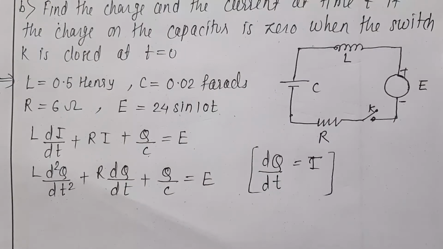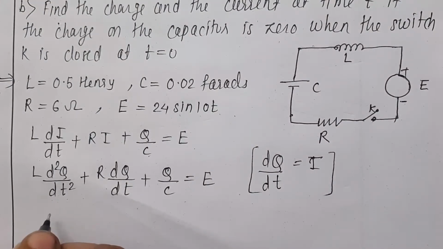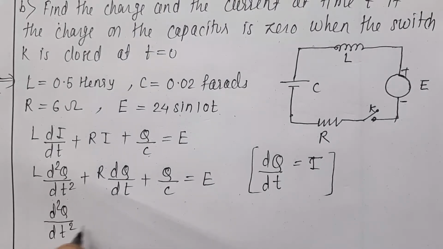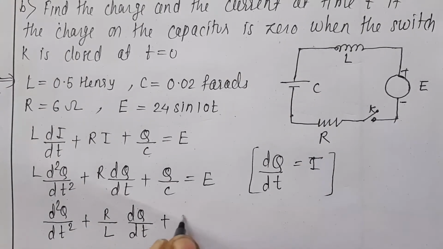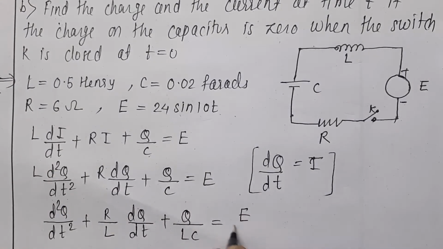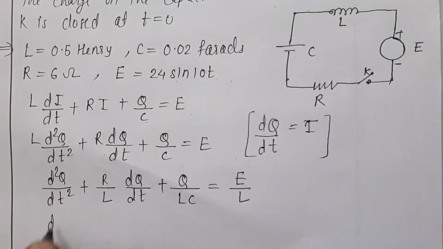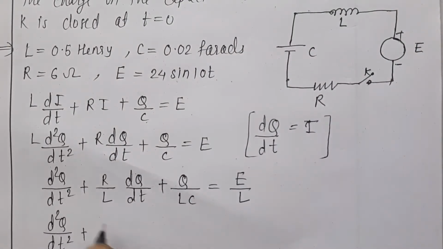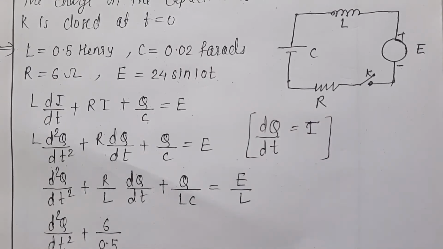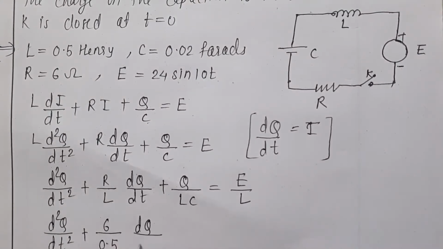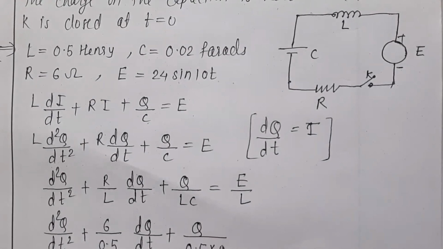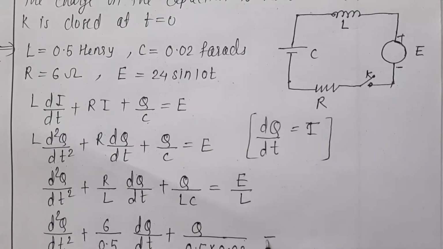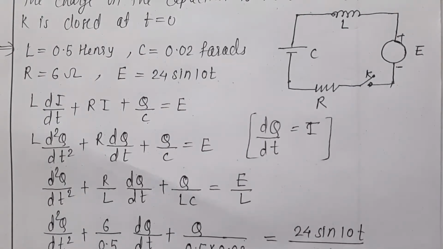Now all the values are given, so substitute the values. Dividing by L, d2q by dt square plus R by L dq by dt plus q by LC is equal to E by L. Now substituting all the values: d2q by dt square plus 6 by 0.5 dq by dt plus q by L into C, where L is 0.5 and C is 0.02, is equal to E by L. E is 24 sin 10t divided by L, which is 0.5.